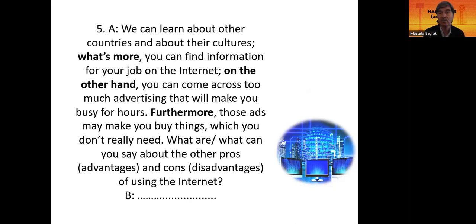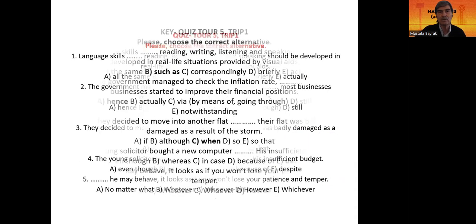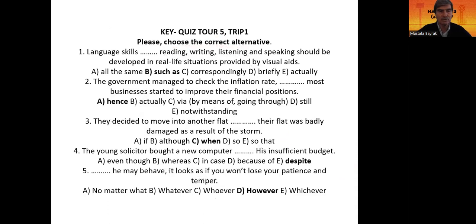What can you say about the other pros, advantages, and cons, disadvantages of using the internet? Of course, I advise you to write a similar paragraph like this by using the "and" group conjunctions: what's more, on the other hand, furthermore, besides, similarly, etc. Now we have finished the "and" group conjunctions.